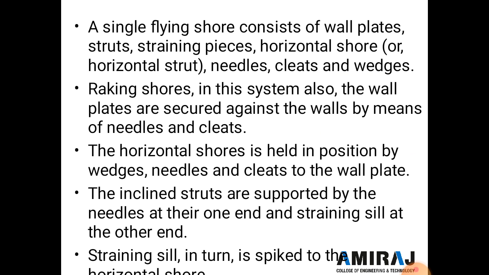So here a single flying shore consists of two wall plates, strut, standing piece, horizontal shore, needles, cleats and wedges. So these are the elements of single flying shoring. As in racking shore, in this system also the wall plates are secured against the wall by means of needles and cleats, and the horizontal shore is held in position by wedges. The inclined struts are supported by the needles at one end, and the standing piece at the other end.